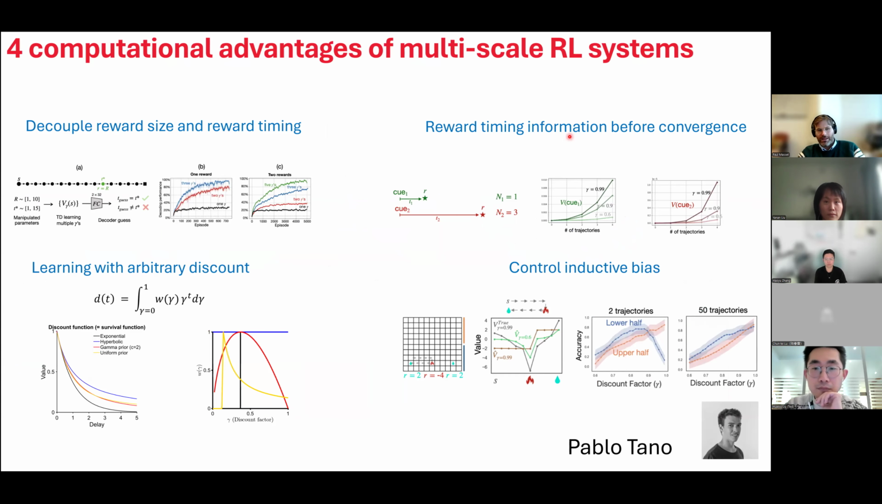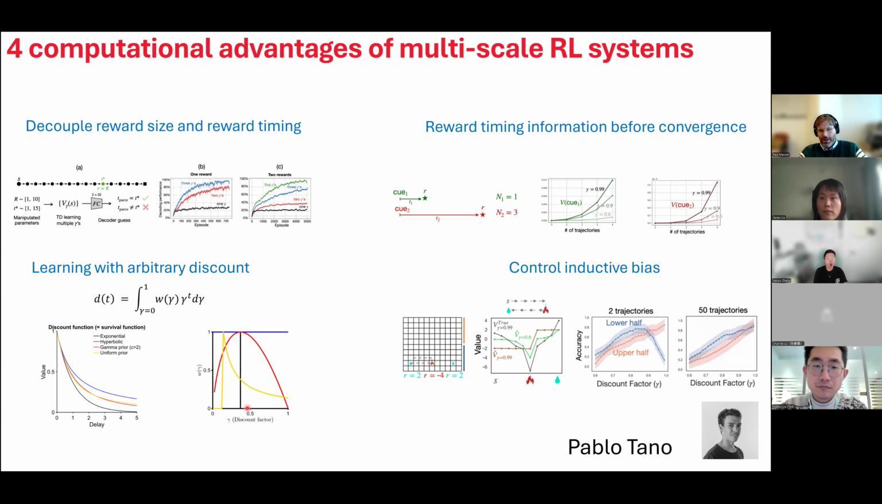And in the paper, which I'll let you read in detail, we highlight 4 key advantages. One of them is the idea I mentioned, that you can decouple the reward size and the reward timing from the learning. Because of the multiple timescales, you also have information about the reward timing before the information converges, because some things scale together and some things scale with time. So you have this temporal information irrespective of where you are within the training process, which is something you definitely don't have in single timescale systems.